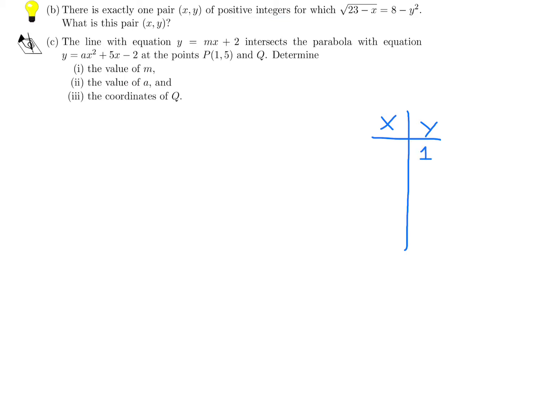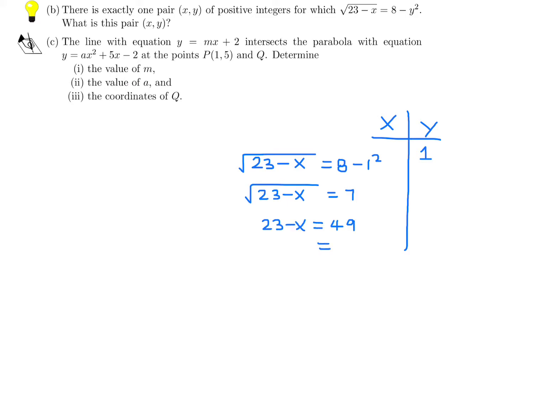If y is 1, it becomes root of 23 minus x is equal to 8 minus 1 squared, which would give me 7. Square both sides, you get 23 minus x is 49, and therefore x would be 23 minus 49, which I believe is minus 26. Well, we do get a solution, but the problem is it's not positive. Both x and y have to be positive. Okay, so that's no good.